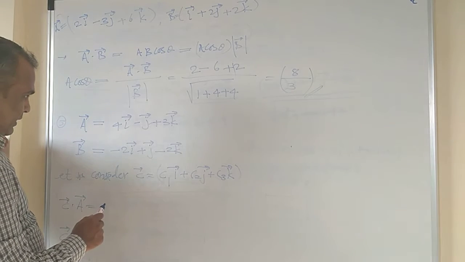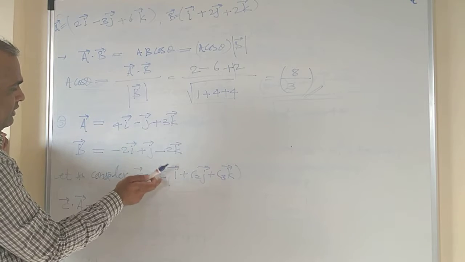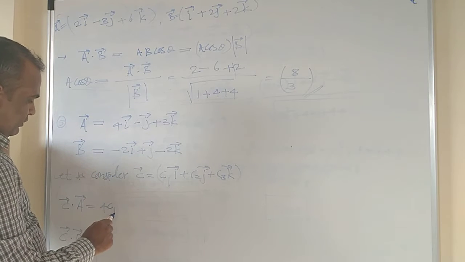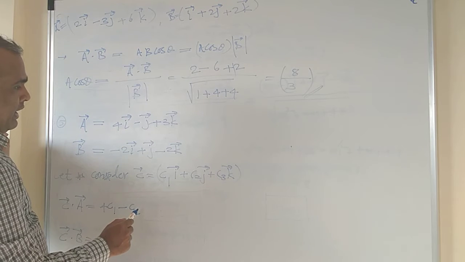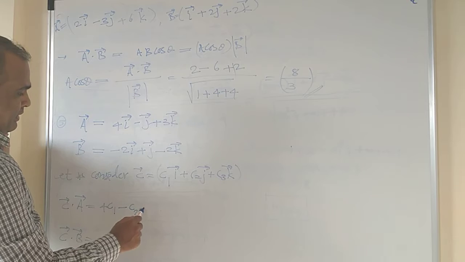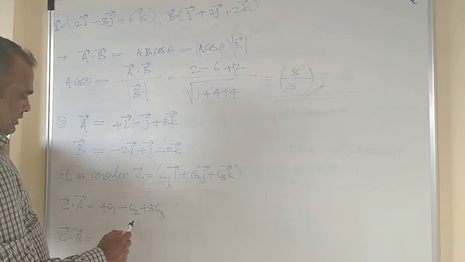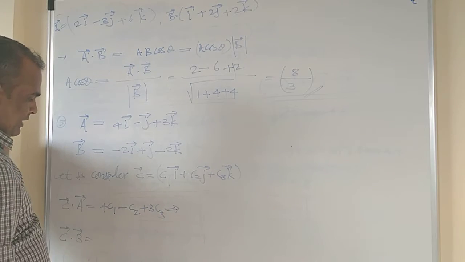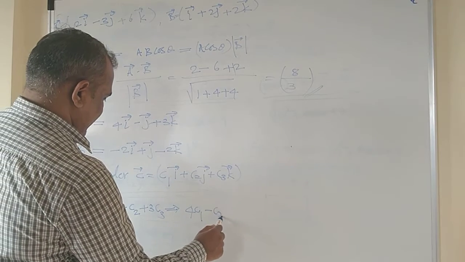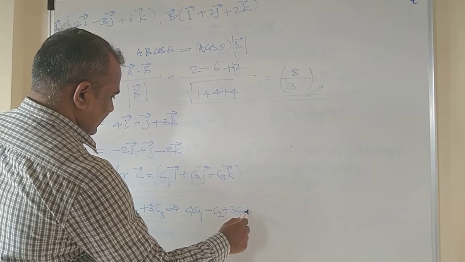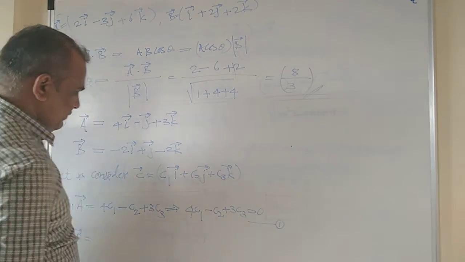So this will give me... Shall I take the dot product directly with A bar? So 4 times C1, 4 C1 minus C2 plus 3 C3. So this will give me equals to 0. So 4 C1 minus C2 plus 3 C3 is equals to 0. Let us say this is our equation number 1.